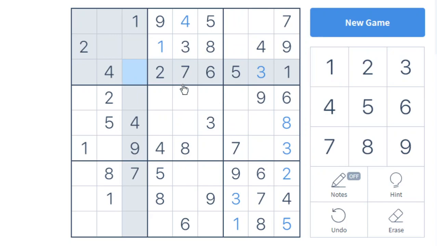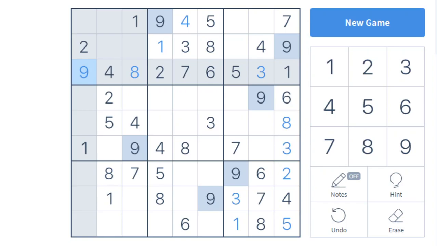Now, let's look at 8 and 9. We have 8 and 9 left. We already have 9 in this column. That means this has to be 8. What does that mean? That means this has to be 9. There we go.